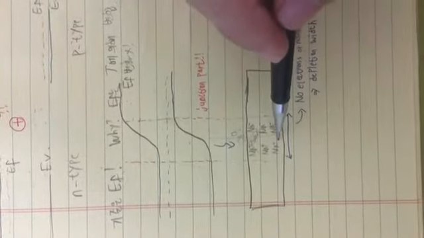So we call this junction part the depletion region. Actually, we use the terms depletion region or depletion part more.